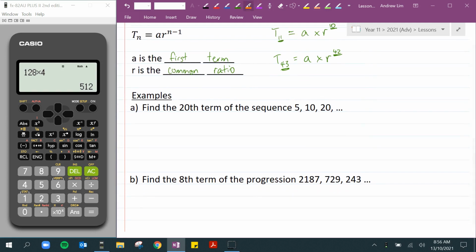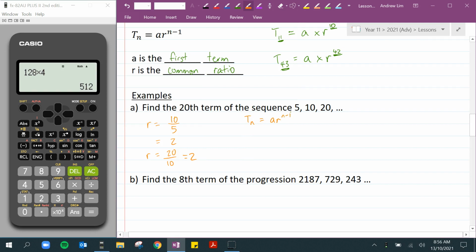Find the 20th term of the sequence 5, 10, 20. The first thing you need to do is make sure that this is a GP, because it could be an AP, it could be a GP, or it could be neither. So 10 divided by 5 is 2, and 20 divided by 10 is also 2. So I can see they've got a common ratio and therefore it's a GP. Because it's a GP, I'm going to use the GP formula for the nth term, Tn is equal to AR to the n minus 1.